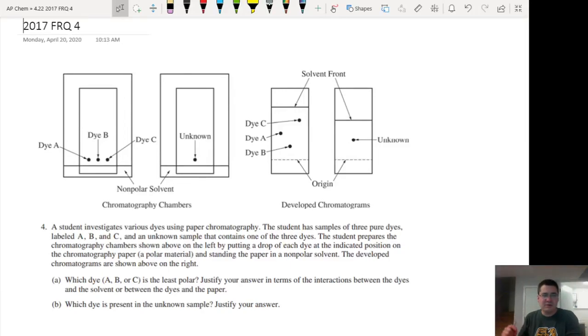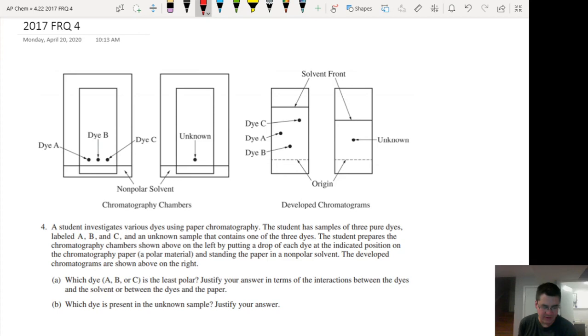So this is number 4 from 2017. Let's go. It says, a student investigates various dyes using paper chromatography. The student has samples of 3 pure dyes labeled A, B, and C, and an unknown sample that contains 1 of 3 dyes. The student prepares chromatography chambers shown above on the left by putting a drop of each dye at the indicated position. The chromatography paper, which is polar paper, is stood in a non-polar solvent. The developed chromatograms are shown above on the right.